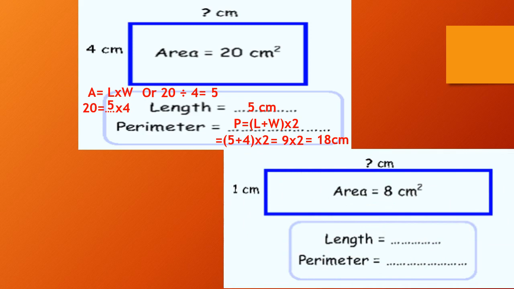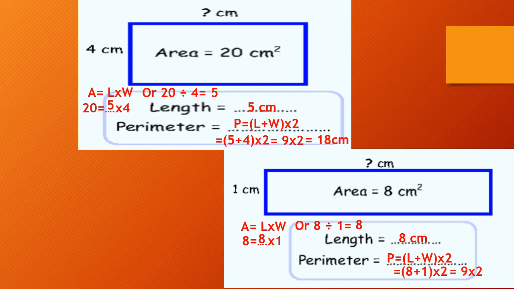This rectangle has an area of 8 centimeters squared and the width is 1. We want to know what is the length. So the area is length by width. What by 1 equals 8? 8 by 1 equals 8, or 8 divided by 1 equals 8. So the length is 8 centimeters. And the perimeter of this rectangle is length plus width, by 2. 8 plus 1, by 2. 9 by 2 equals 18 centimeters.